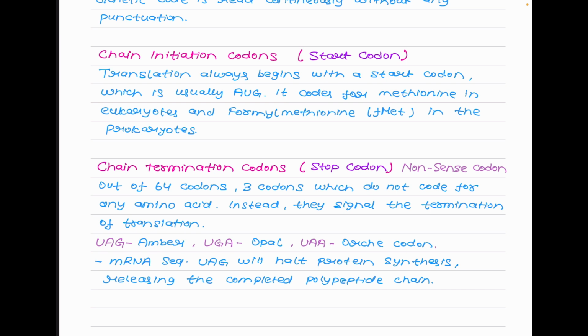Chain termination codon or stop codon, also known as nonsense codon. A stop codon signals the end of protein synthesis. These codons do not correspond to any amino acid but instead indicate that the translation process should stop. The three stop codons are UAG, which is also known as amber, UGA, also known as opal, and UAA, also known as ochre codon. When the ribosome encounters one of these codons, the protein chain is released.